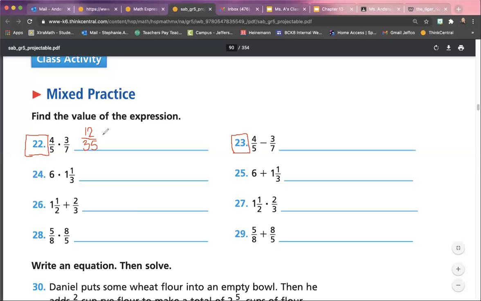Well, we got 35 and 12. And I do agree, whenever you see a big fraction like this, you always want to try to simplify, right? That's something you just want to do. But I'm trying to think of what goes into both 12 and 35. Is there a number that goes into both 12 and 35?